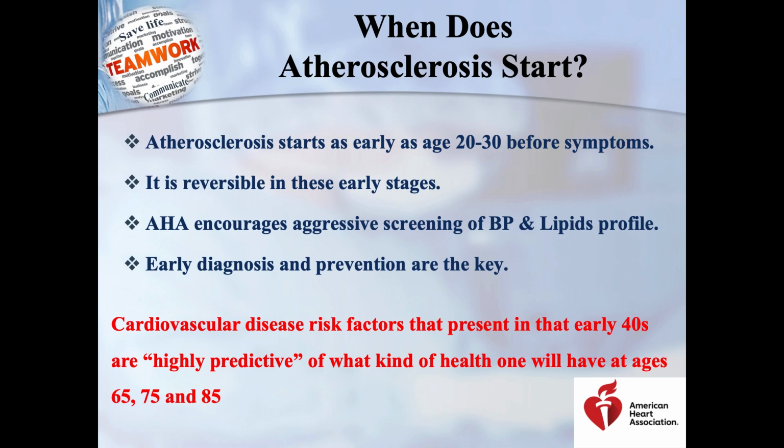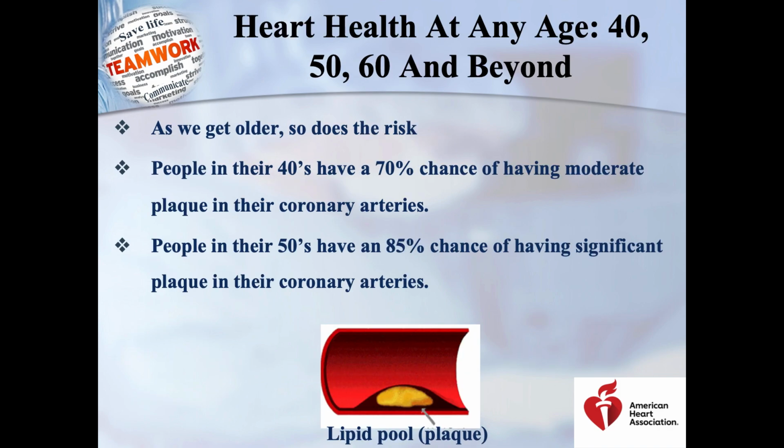The American Heart Association encourages aggressive screening of blood pressure and lipid profile, particularly if there is a family history of cardiovascular disease or if one is a smoker or is overweight. Early diagnosis and prevention is the key factor in prevention of cardiovascular diseases. Cardiovascular disease risk factors present in the early 40s are highly predictive of what kind of health care one will need at age 65, 75, or even 85.